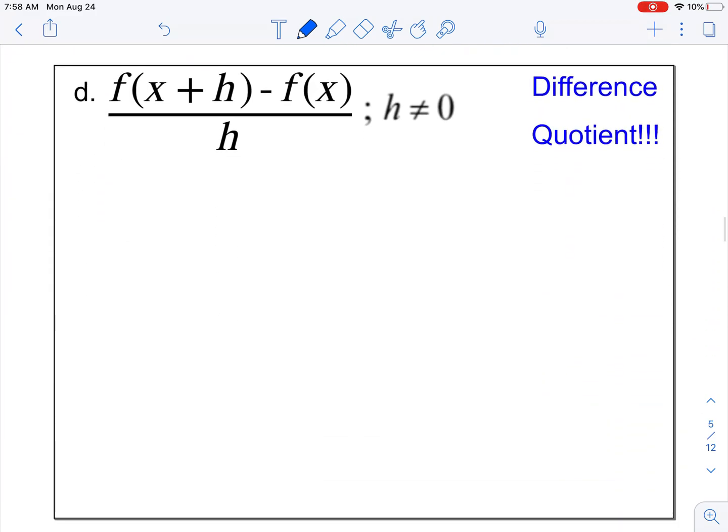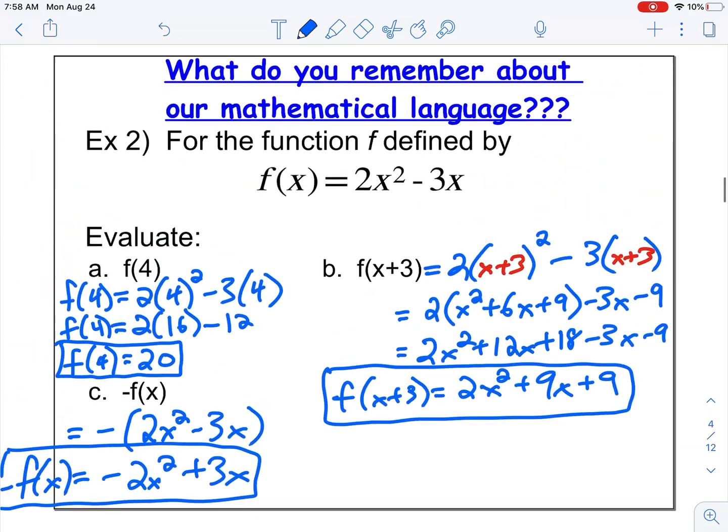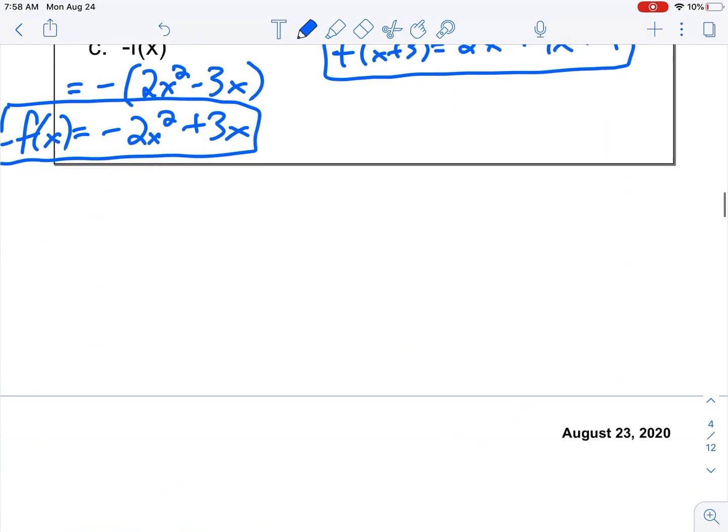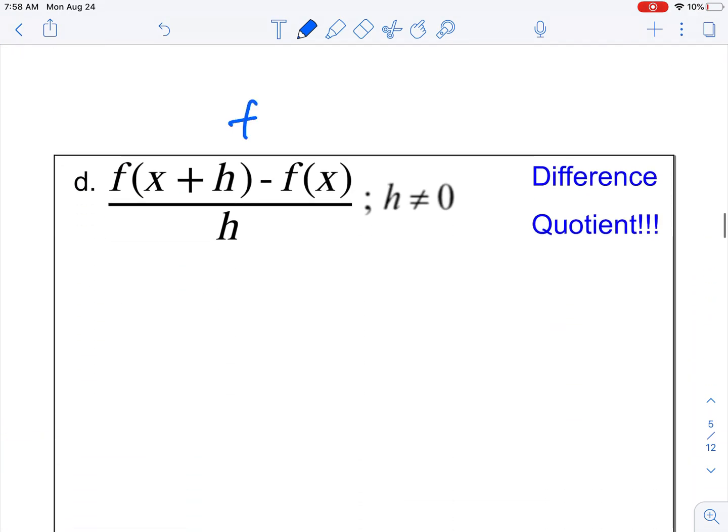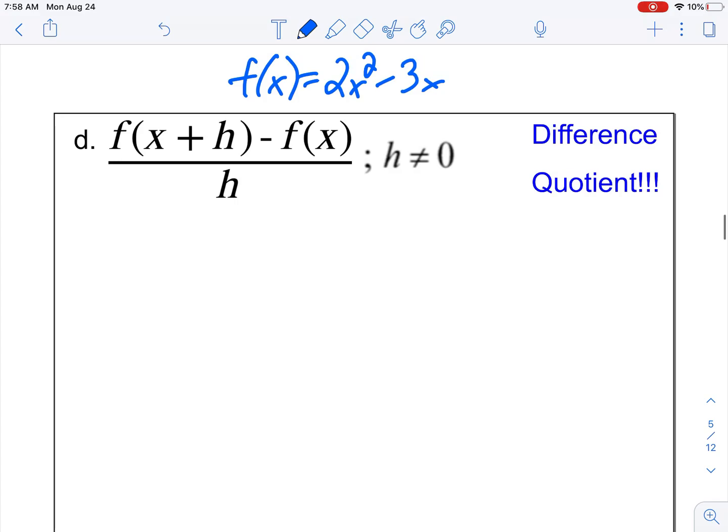Now let's try this one. This one is an important one. It's called the difference quotient, and it's a famous quotient you'll learn in your first days of calculus. But using the same function from above, 2x squared minus 3x. All right, I'll write that down. Okay, we want to find the difference quotient. So this is just two or three pieces in one.